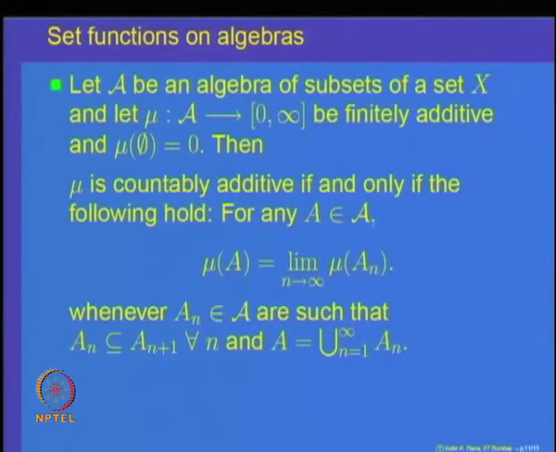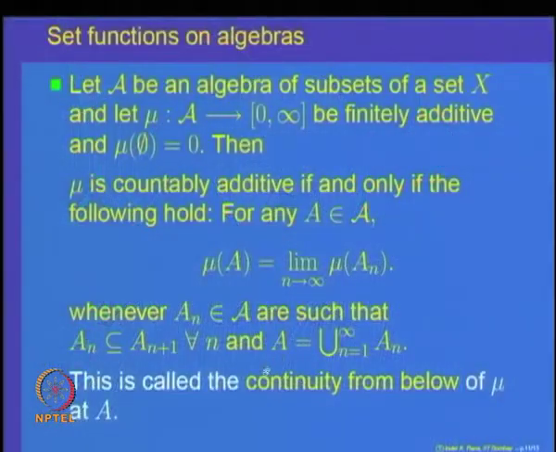So, we have proved the theorem completely, namely, if A is an algebra of subsets of a set X and mu is finitely additive, then mu is countably additive if and only if mu has the property that mu of A is the limit of mu of A n's whenever A n is increasing and A is equal to the union of the sets.